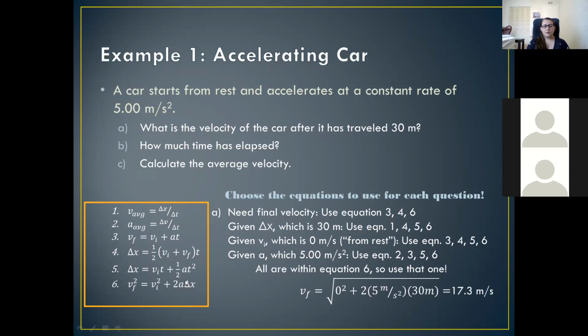Okay. And we're looking for the final velocity. So we're going to take the square root of initial velocity squared plus 2a delta x. Remember, our initial velocity was 0, our acceleration was 5, and our change in position was 30. So once we plug all of those numbers into that equation, we get our answer of 17.3 meters per second.